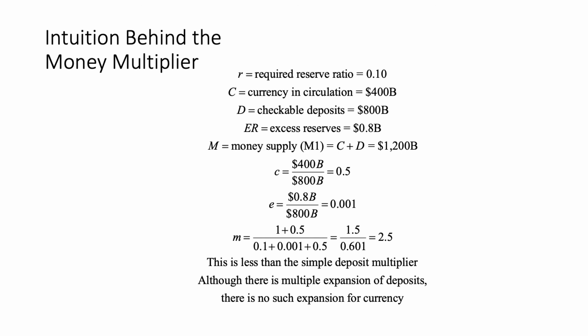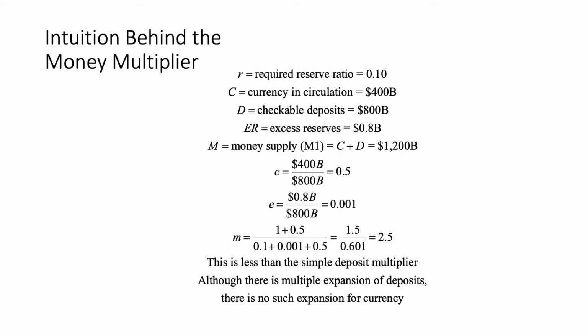Supposing you had a required reserve ratio of 10%, the currency in circulation was 400 billion, checkable deposits were 800 billion, and excess reserves were 0.8 billion. That's not the reserve ratio, that is the total amount of excess reserves in the system. But we can solve for the currency ratio as well as the excess reserve ratio. The money supply is C plus D, and that comes to 1.2 trillion.